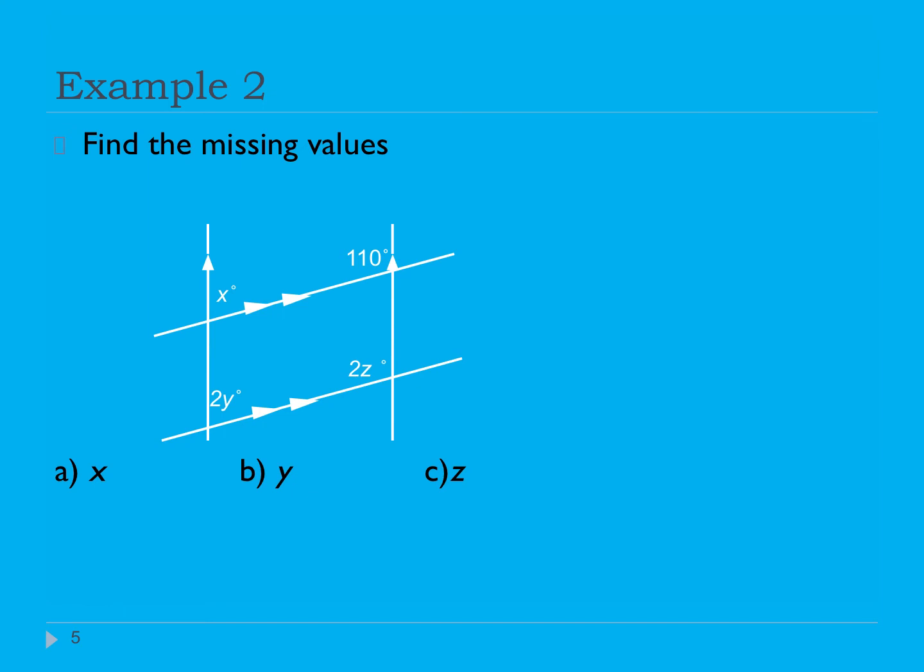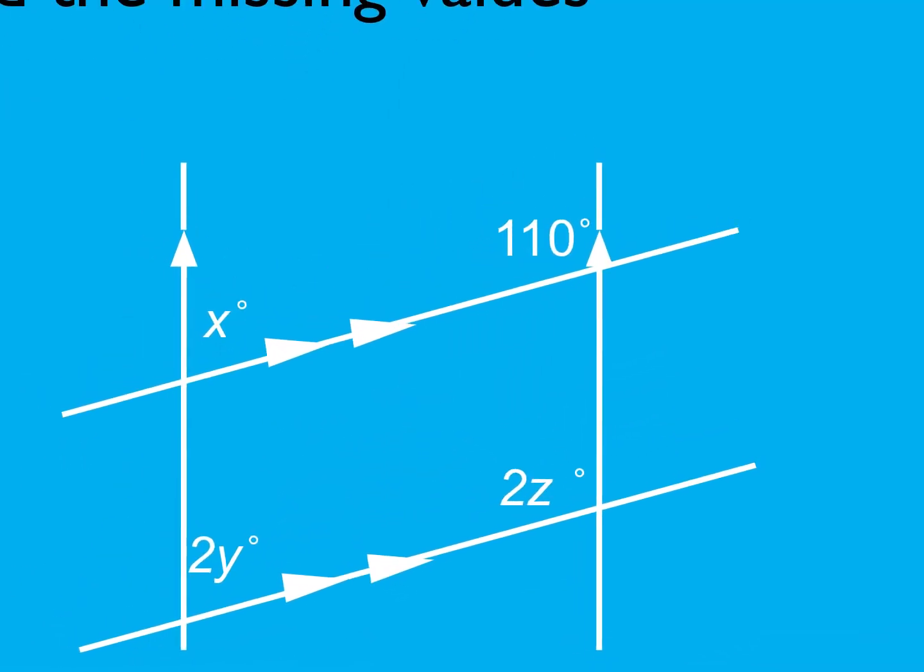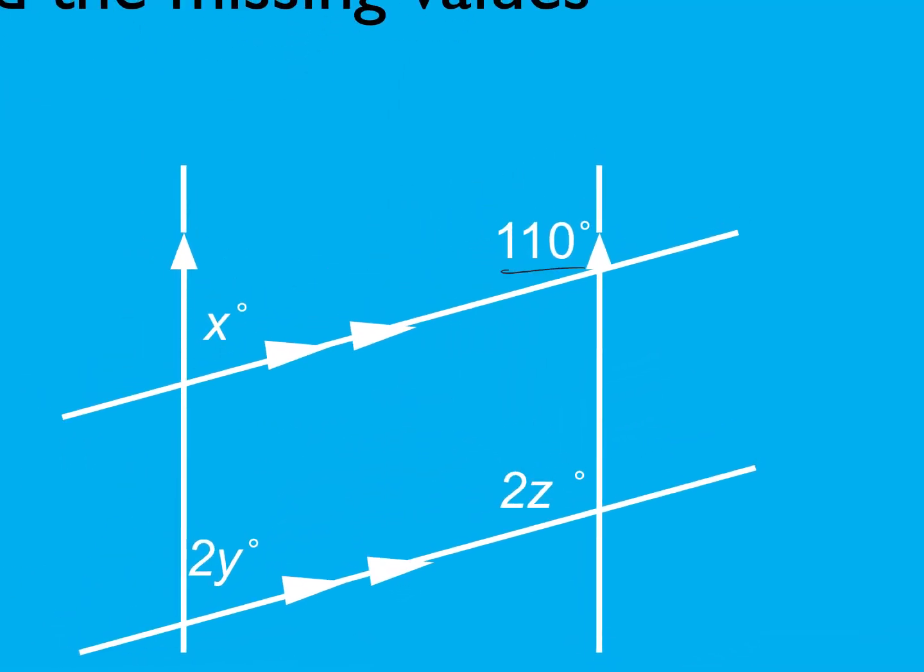Find the missing values. They gave us one angle. We have to figure out those 4. Let's start with finding x. What is the relationship between the 110 and the x? Let's start with the relationship. John? They're both a linear pair.